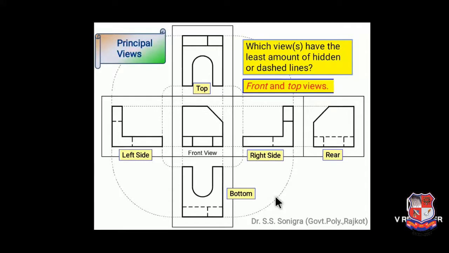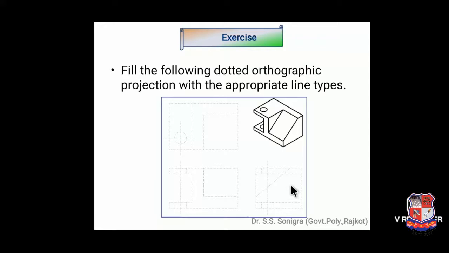Now, which views have the least amount of hidden or dashed lines? You can identify here in front view and rear view which view has fewer dotted lines. Yes, front view. In top view and bottom view, top view. In left hand side view and right hand side view, right hand side view. So you have to select those views to represent the object in which the least number of dashed lines are there to represent any object. Now fill the following dotted orthographic projections with the appropriate line type. Say this is an object.